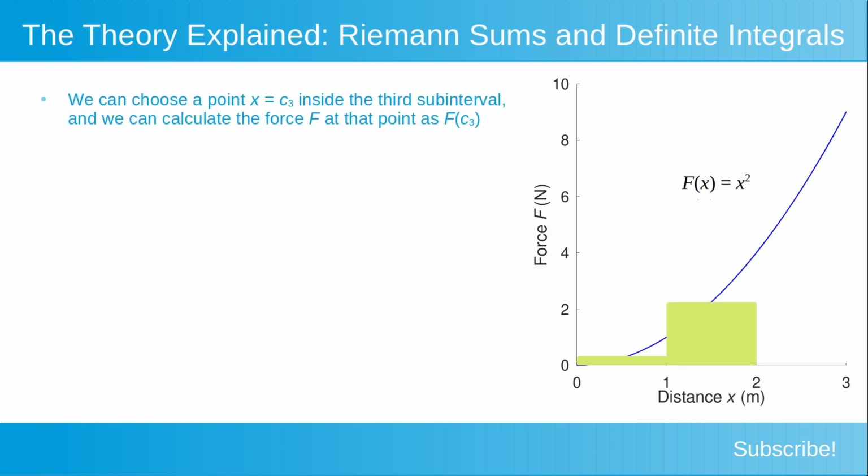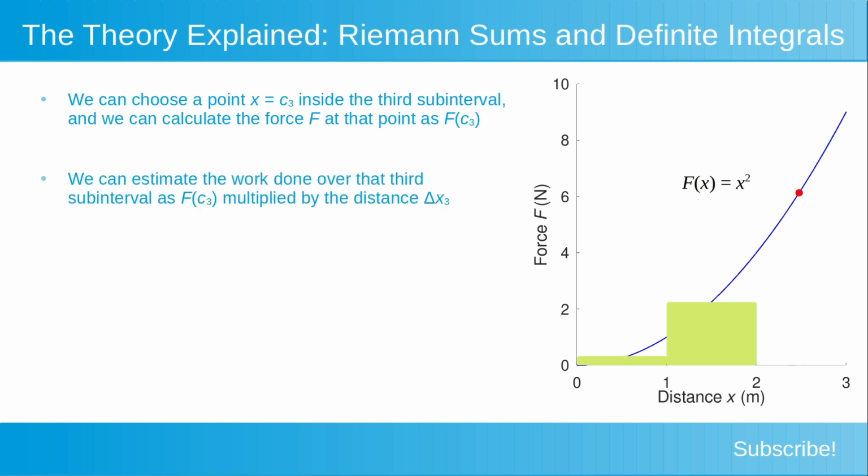And we can choose a point x inside the third sub-interval, call that point x is equal to c3, and we can calculate the force F at that point as F of c3. We can estimate the work done over that third sub-interval as the force F of c3 multiplied by the distance delta x3. This value of work is equal to the area currently highlighted in green and outlined in red shown to the right.